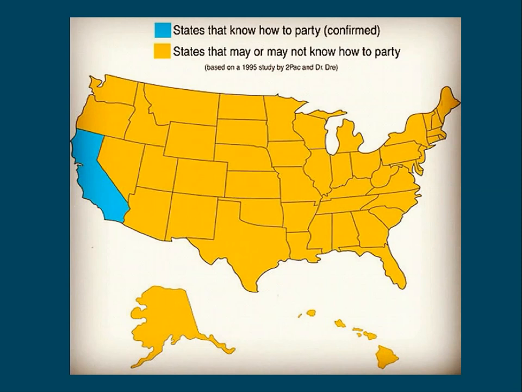So, this here is a very simple bivariate choropleth map, referencing a study by Tupac and Dr. Dre, so that we know what states know how to party and what states don't know how to party. I hope at least one of you is old enough to understand this reference. It's a song, in case you couldn't figure that out, by Tupac and Dr. Dre.